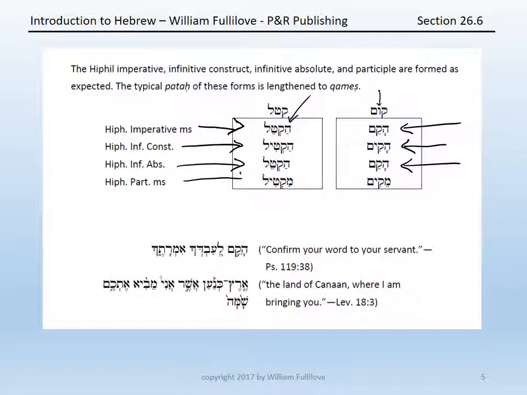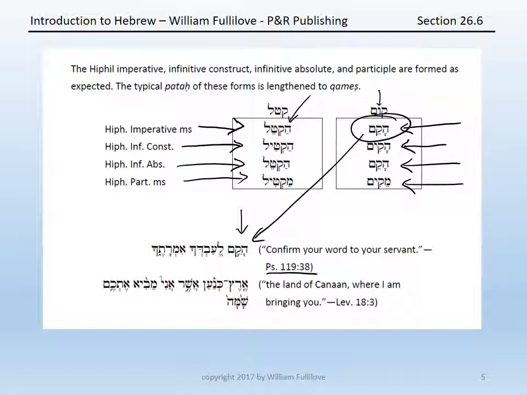Then finally, the hiphil participle masculine singular of the strong verb would be maktil. With kum, we have mekim. Two examples. Psalm 119:38. Hakem le avdeka imratekha. So the verb hakem, you see, is a hiphil imperative masculine singular.